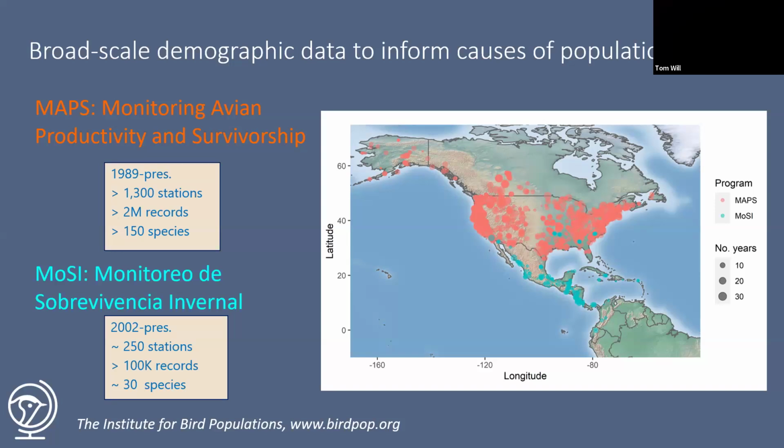As I said, we coordinate the MAPS, or Monitoring Avian Productivity and Survivorship, program. The orange dots are bird banding stations operated during the North American breeding season. Over 1,300 stations, a couple million records of hundreds of species. And more recently developed, in blue, are the non-breeding season MoSI program stations.